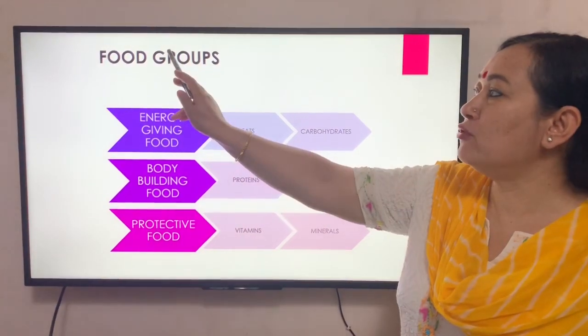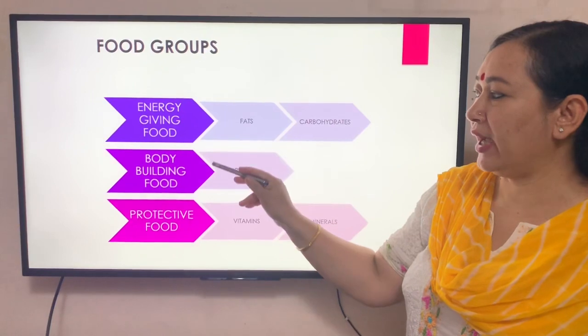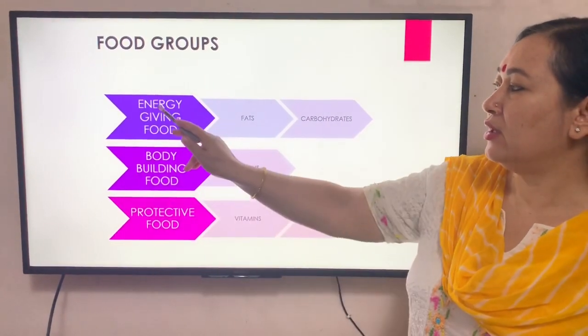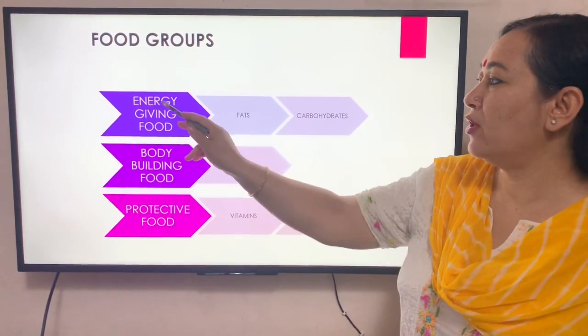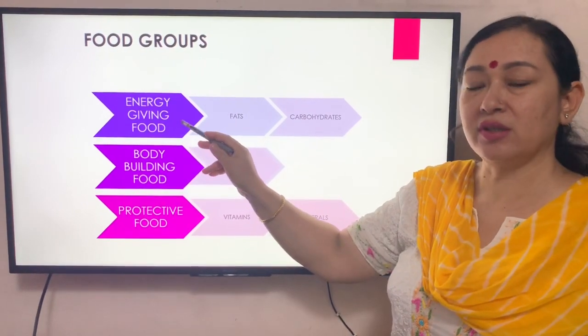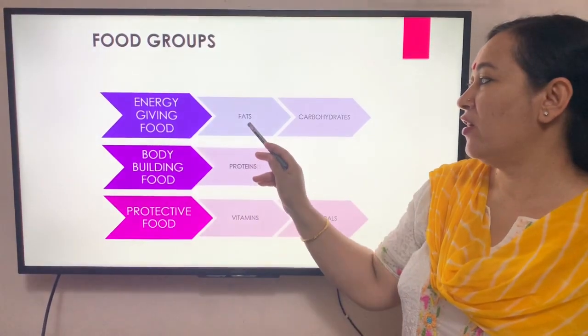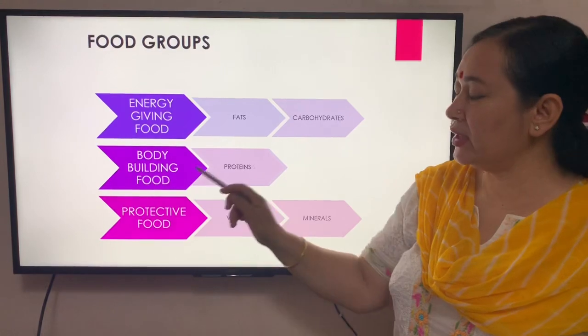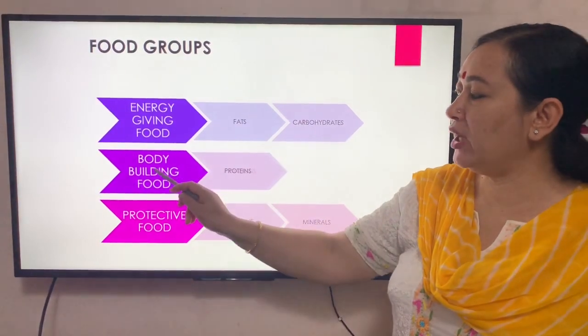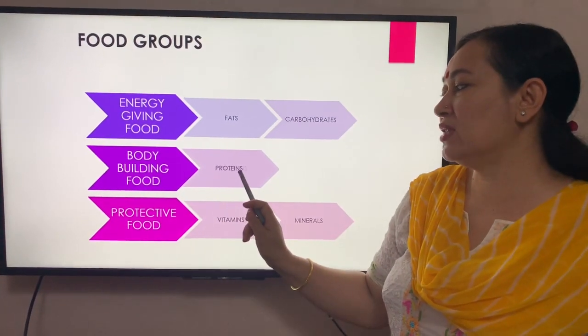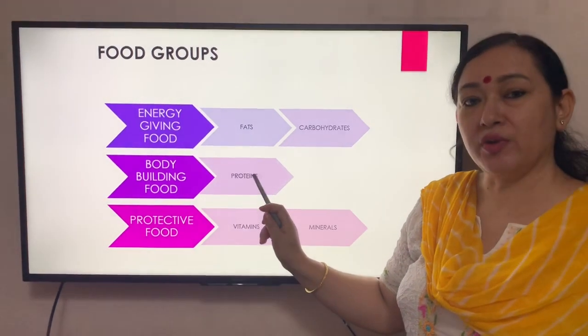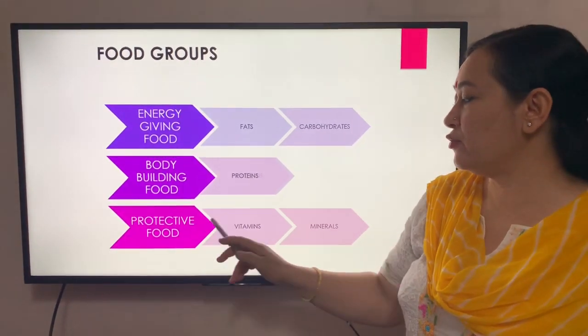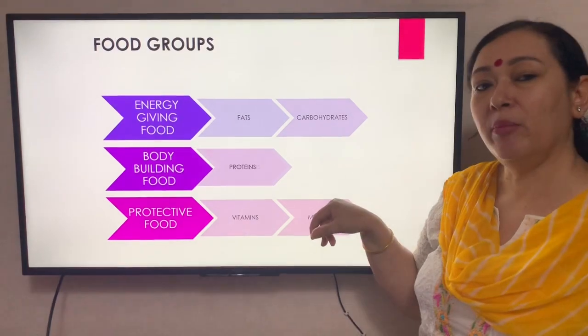Now, the foods have been divided into three categories. You can see here. The first category is energy giving foods. The foods that give us energy are fats and carbohydrates. The second category is body building foods. They are the ones from which we get proteins. And protective foods are vitamins and minerals.